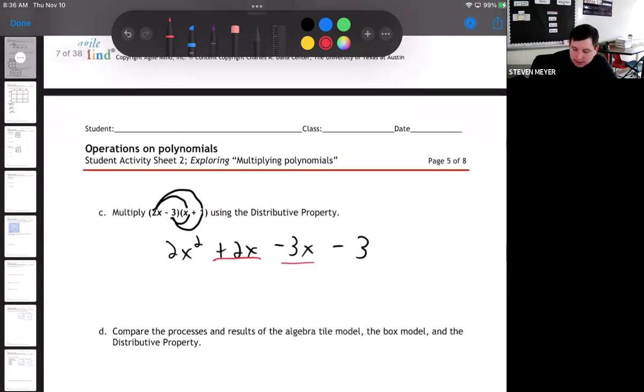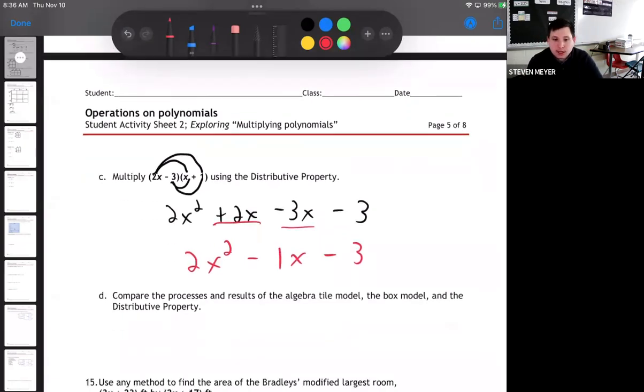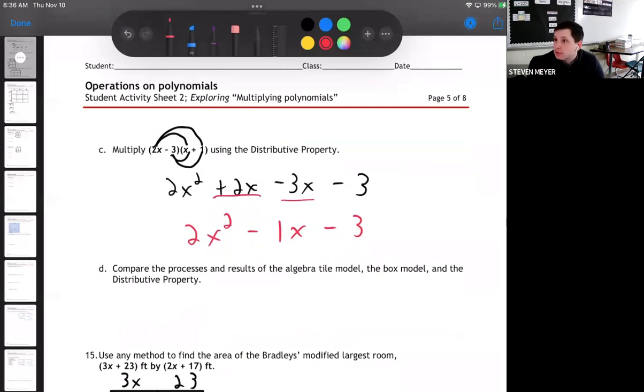Okay, let's look at this next one. Again, combine the like terms. 2x and negative 3x is negative 1x. So 2x squared minus 1x minus 3. So we still got the same answer there. So for D, in your own words, write something to the effect of all 3 methods, algebra tiles, box method, and distributive property, get you the same answer.